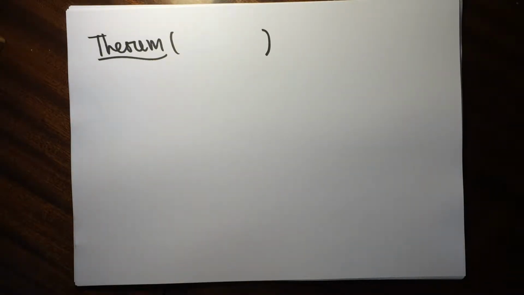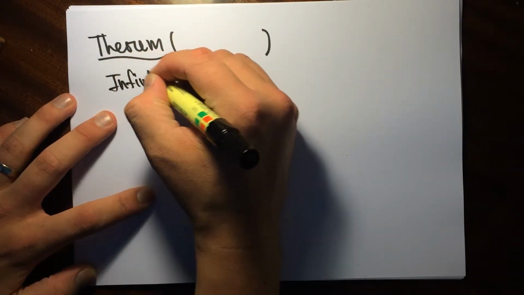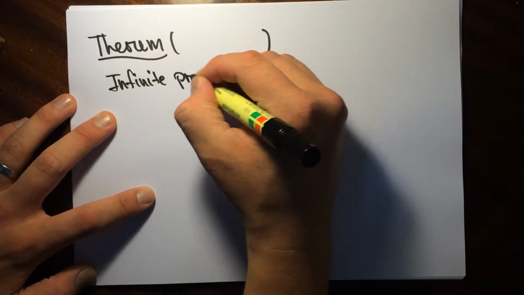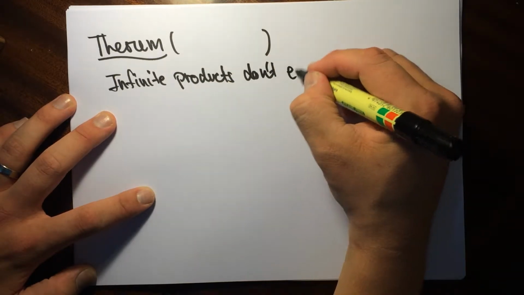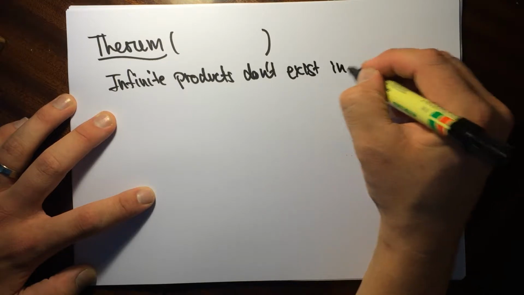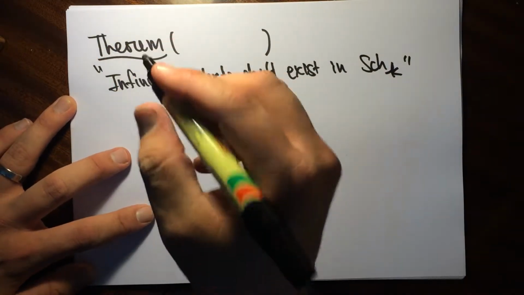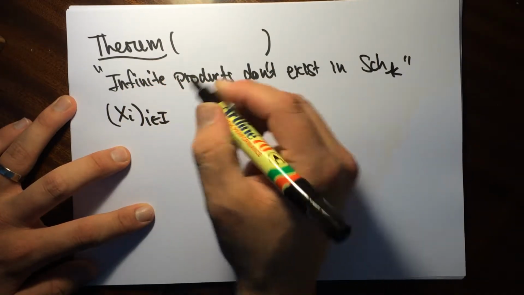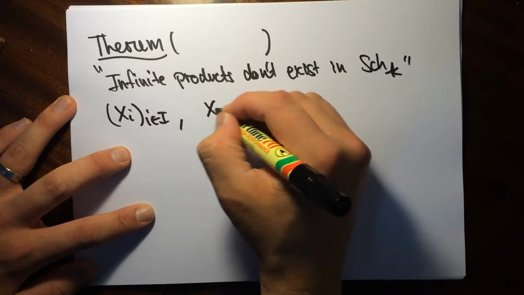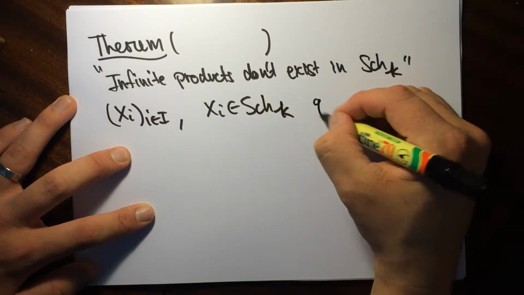It says essentially that infinite products don't exist. So infinite products don't exist in the category of schemes, in the category of schemes over a field K. What I mean by this is the following. So we'll take a collection of schemes here over a field K that are quasi-compact.